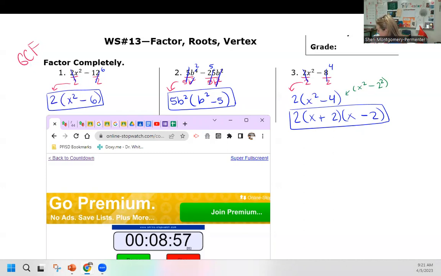Perfect square. Mm-hmm. It is. It's the same thing as 5 times 5.